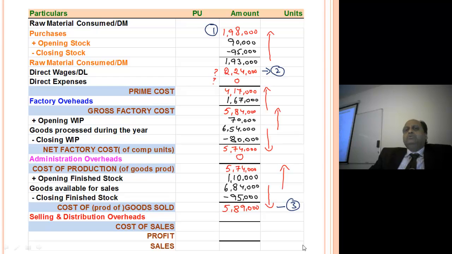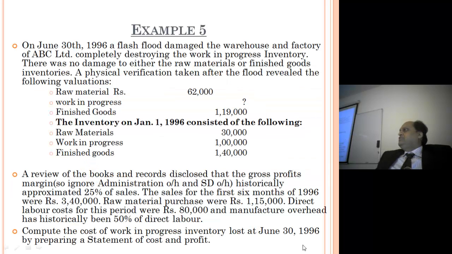Now I will tell you the importance of cost sheet with the help of this example. In this particular case, what has happened is that on 30th of June, due to flood, our warehouse has got destroyed. Our work in progress inventory has got destroyed. There is no damage to raw material and finished goods inventory. Now we want to know how much of inventory has been lost. The reason can be many. One can be to know what is our loss. The other is to make an insurance claim.